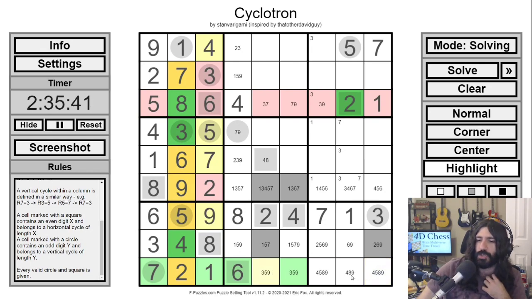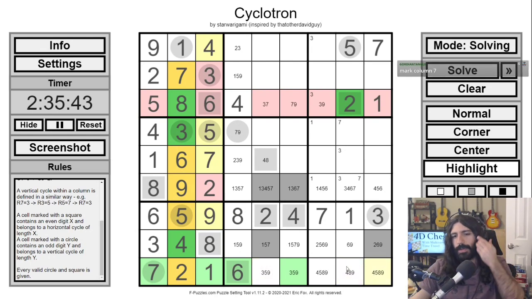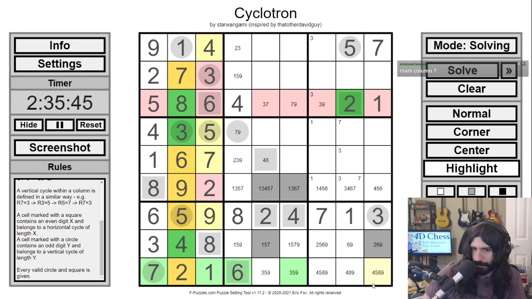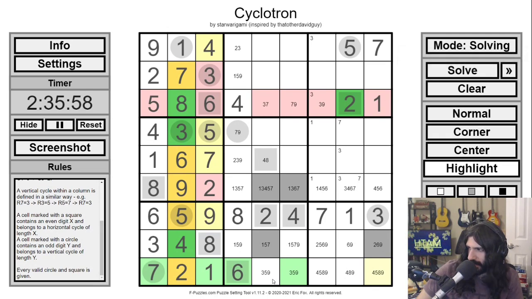Sorry, there has to be either two one-cycles or a two-cycle, is what I meant to say. This is one. Yeah, so it could either be 9 here, 8 here, or 8 here, 9 here, for example. C7 too. Mark column 7. So that's the one that this... Okay.